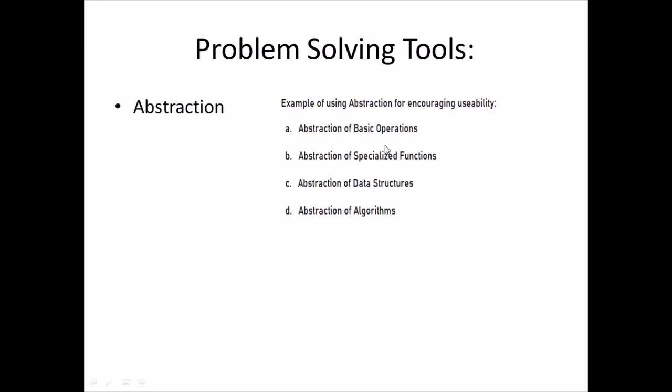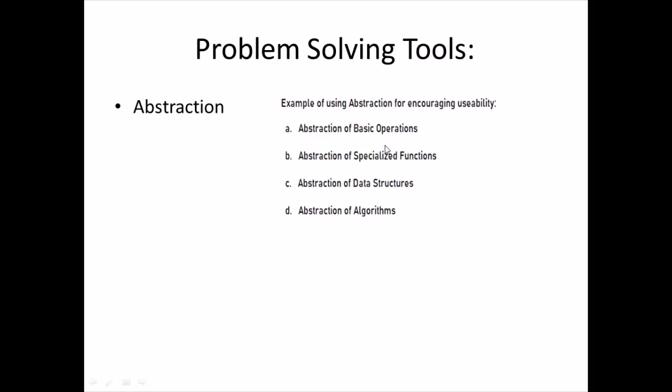The first is the abstraction of basic operations. Identify common mathematical operations that are frequently used across different calculations, such as addition, subtraction, multiplication, and division. So abstract these operations into reusable functions or classes that can be easily incorporated into different contexts. For example, you can create a function called add that takes two numbers as input and returns their sum. Or you can do the same thing with subtract.